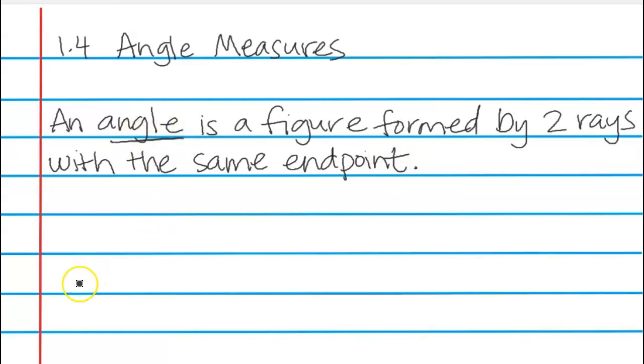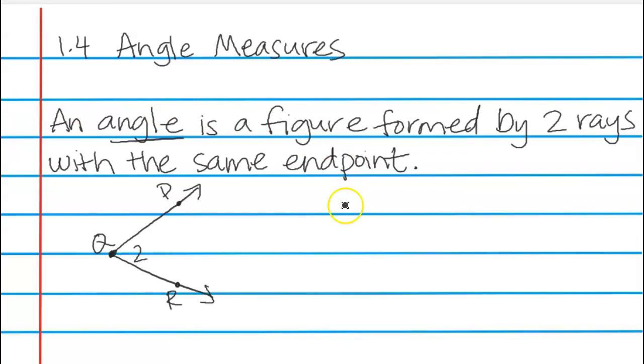Alright, so we want to visualize this. Let's draw ourselves a figure. So I have one ray here. I'm going to call this ray QP. And I have another ray here. I'm going to call this ray QR. And I'm also going to write the number 2 in here. So I have my angle. It is formed by ray QP and ray QR. They have the same endpoint, point Q.